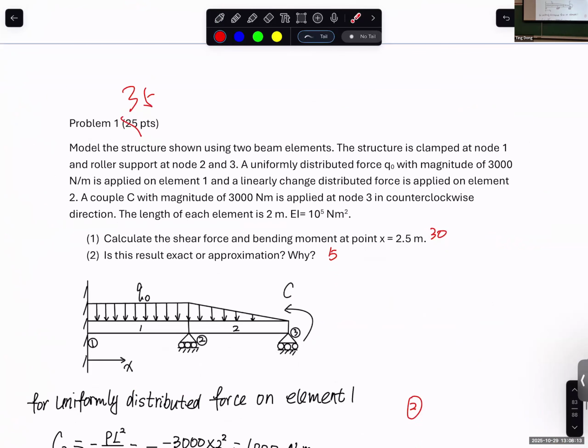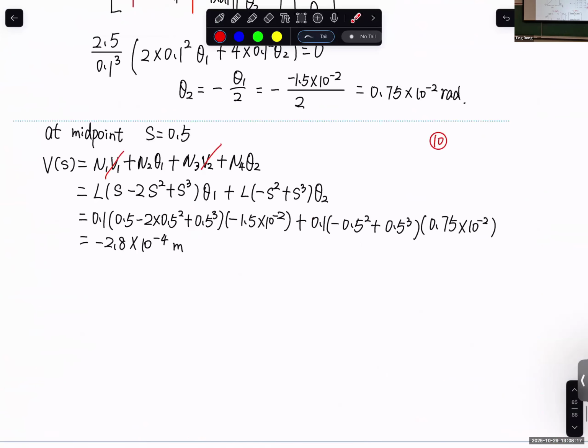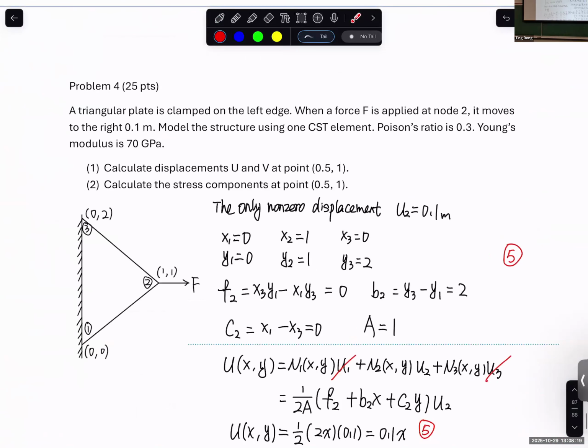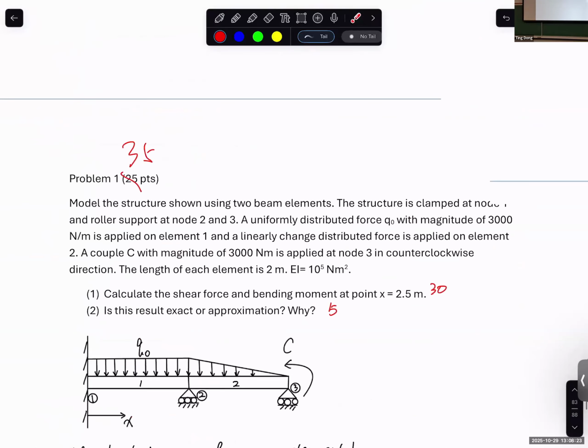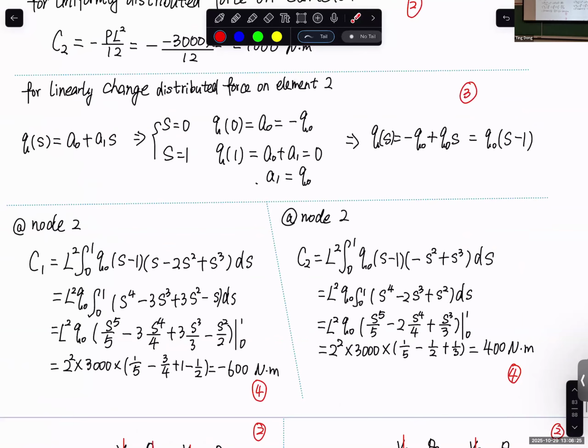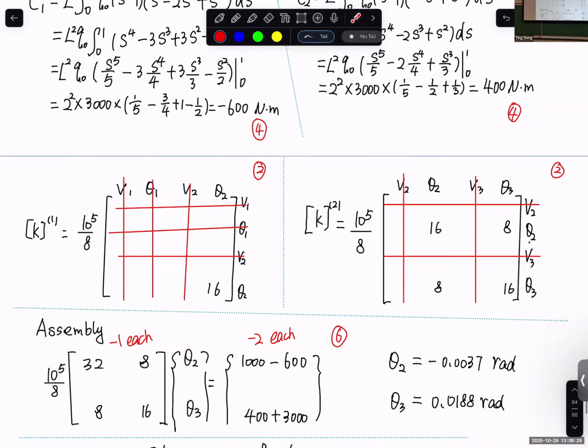So I added 10 points because I do believe that compared to the rest of the 3 problems, you don't really need much calculation. It's like only 2 or 3 steps and you are done. Because this one does require, especially the calculation here and calculation here, that's why I added 10 points.